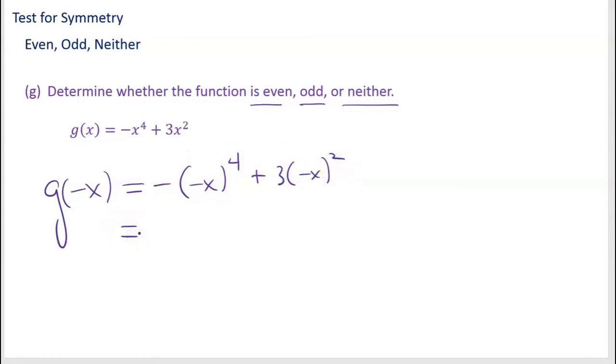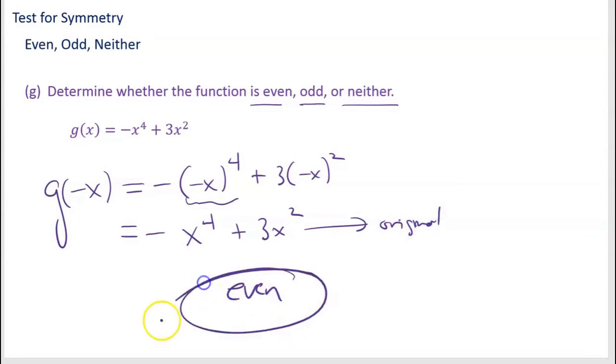if you get the original function back or if you get the opposite of the original function. Now when I take a negative and raise it to the 4th power, it turns positive. Now it doesn't change this sign, that just comes down. The negative x to the 4th is x to the 4th. Now this negative x squared turns positive. And look, I've got the original function. Notice that that matches the original. Therefore, we have even symmetry.